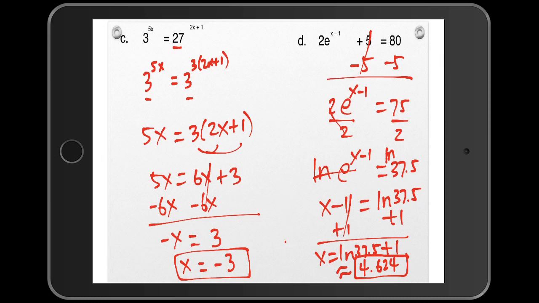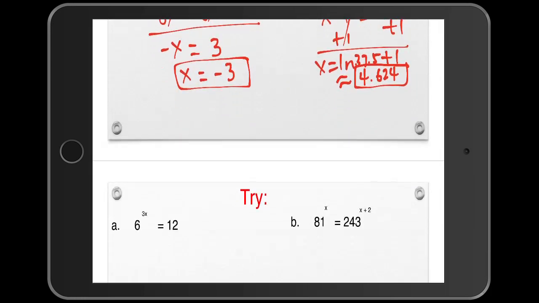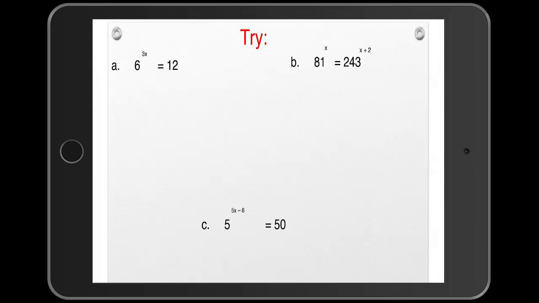The next problems are for you to try, so make sure you try it before you look up the solution. So hopefully you've had a chance to try it. Let's go ahead and practice.